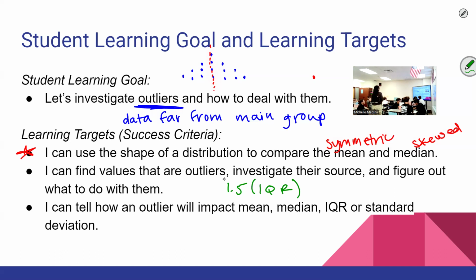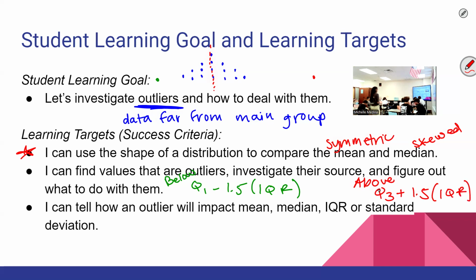So if I want to see if something's an outlier on the smaller end, then I would do Q1 minus 1.5 times the IQR. And then anything below that would be an outlier. Anything on this end, the right side of the data that I want to test, what quartile is closest to the maximum? So I would do the Q3 formula plus 1.5 IQR.